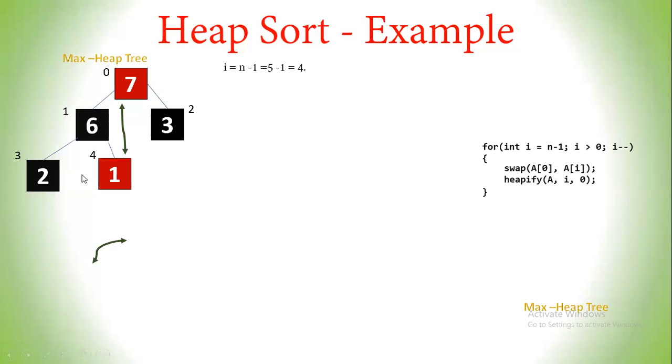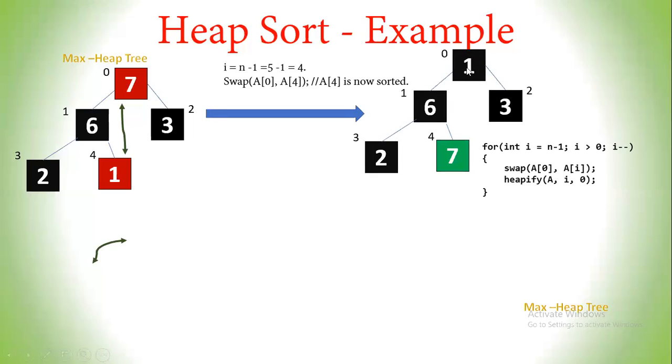n is here 5. n minus 1 is 4. So here we have to swap A0 with A4. In the max heap tree, A0 is 7, A4 is 1. So we have to swap. When you swap, we get this tree. 1 goes here and 7 comes here. So we make the root of the max heap tree the last element of the resulting tree. We say that now that last element is sorted.